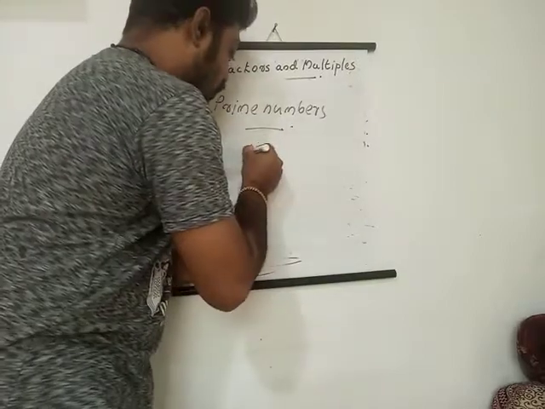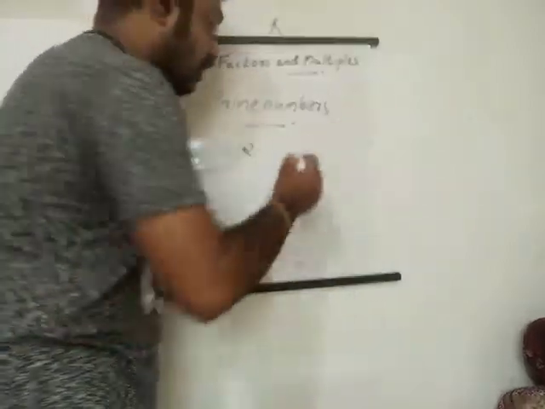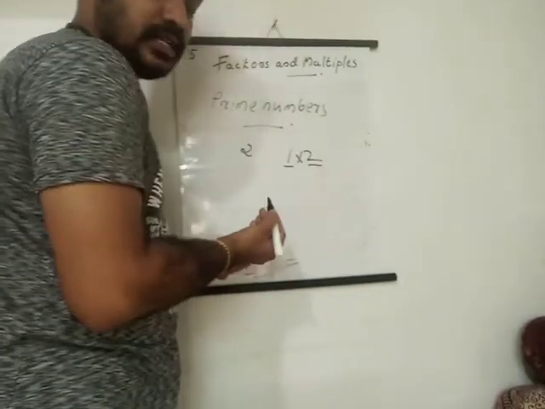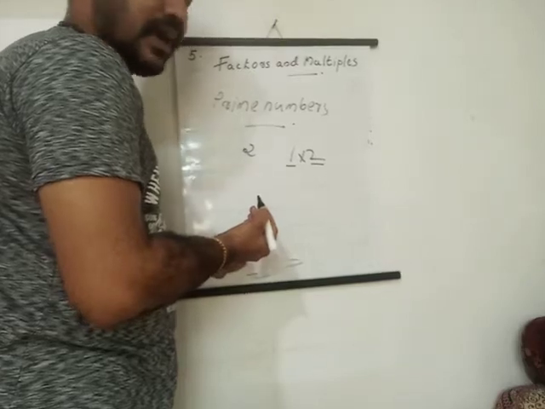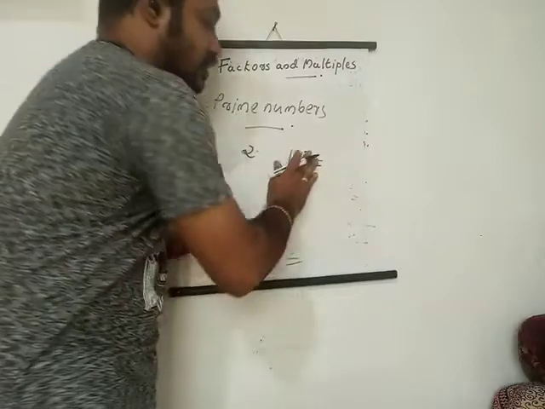Okay, 2. The factors of 2: how can we write 2? One 2 is 2, isn't it? It has the factors 1 and 2 itself, and does not have any other factor. Understand? So this is what a prime number is. 2 is a prime number.